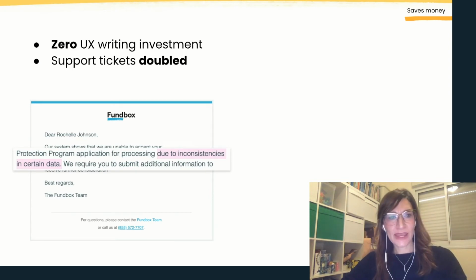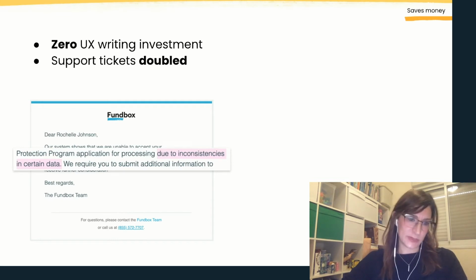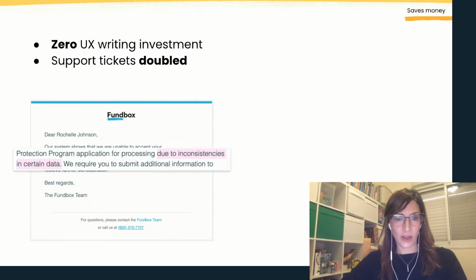This is sort of an anti-example where what happened was, I can't tell you how UX writing decreased costs. I can tell you how a lack of UX writing increased costs. This email was written by our legal department, and it went out to a bunch of users saying that we were unable to accept an application due to inconsistencies in certain data. This never came across my desk for whatever reason. And within 1 week of it going out, support tickets doubled. They literally got thousands of additional calls of confused, frustrated, even nervous users saying, what inconsistencies? What data? 20 minutes of a UX writer's involvement and expertise could have really saved our support team that work.